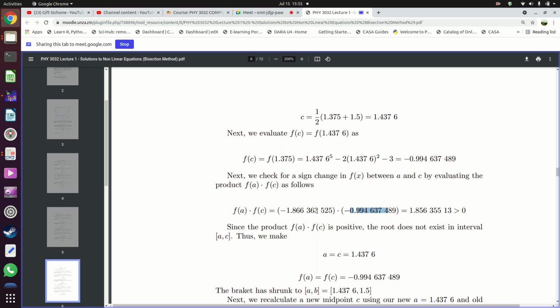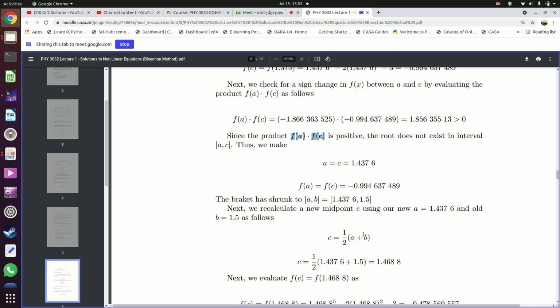Basically you're multiplying a negative number times a negative number. If you multiply a negative number times a negative number, what you're going to get is a positive number. This positive number is greater than 0. Since your product f of A times f of c is positive, it means that between A and C there is no root. Are we clear?